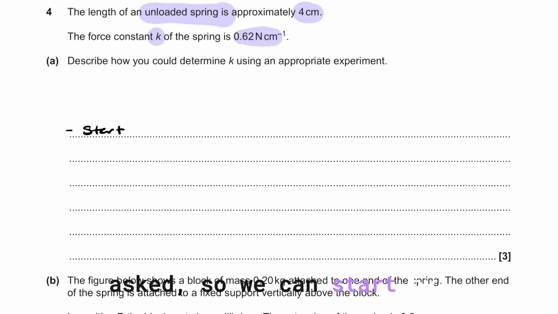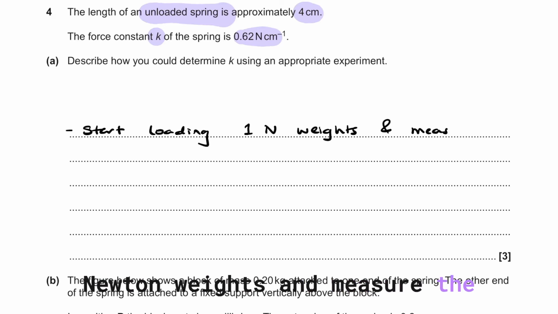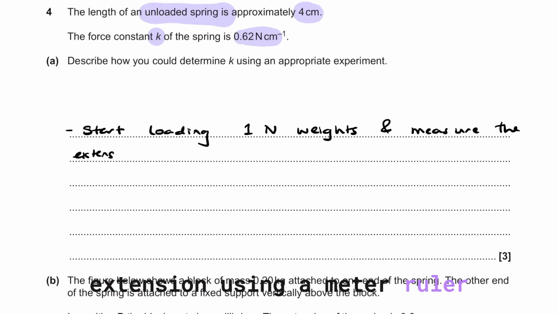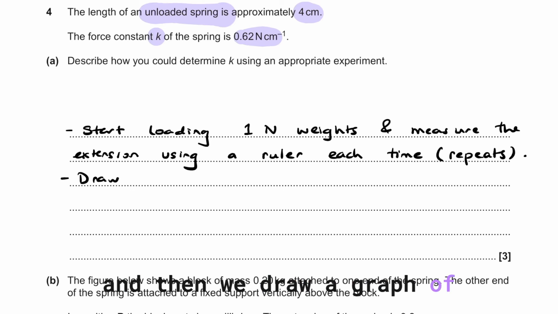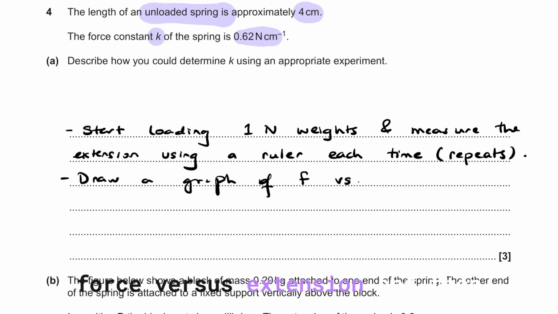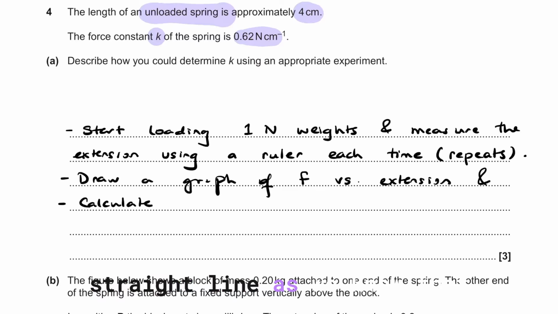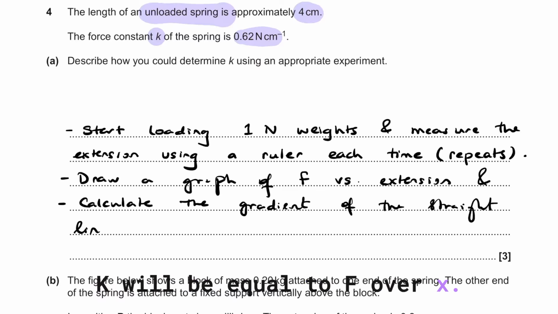So we can start by loading 1 newton weights and measure the extension using a meter ruler each time. And we repeat our measurements to get an average. And then we draw a graph of force versus extension and then calculate the gradient of the straight line, as we know that k will be equal to F over x.